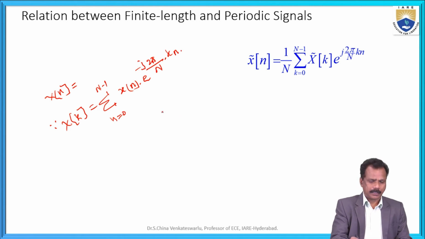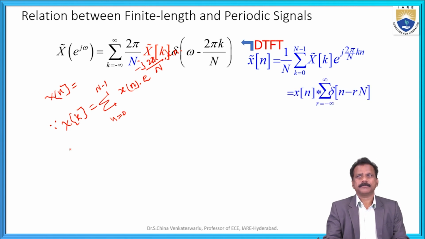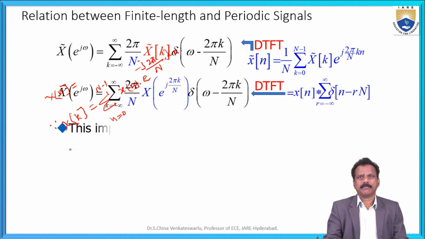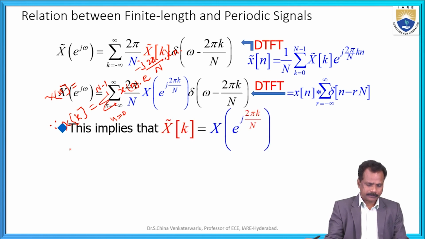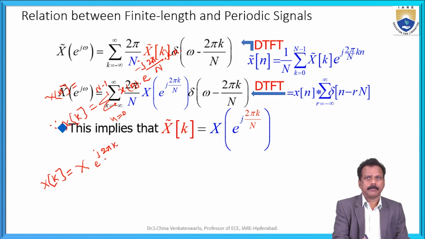Okay, so here, after using this, solve the relation between finite length and periodic length signals, where the DTFT of x into e power j omega, this way, and this simplifies to X of k equals X of e power j 2 pi k by capital N. Substituting that k value, where k equals 0, 1, 2, 3 and so on, up to N minus 1.